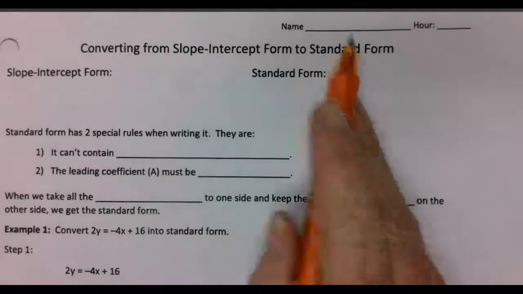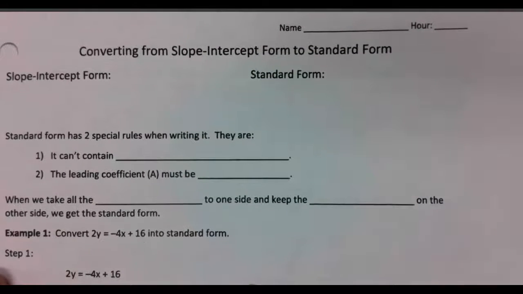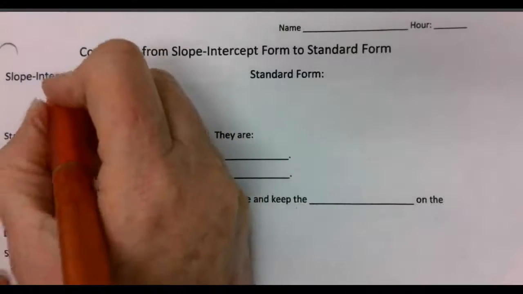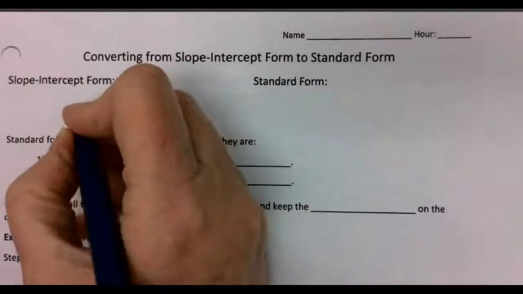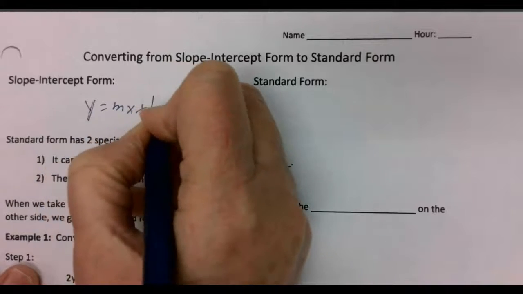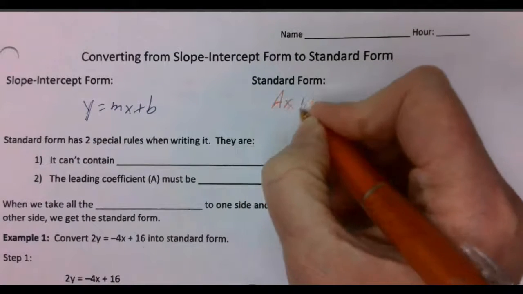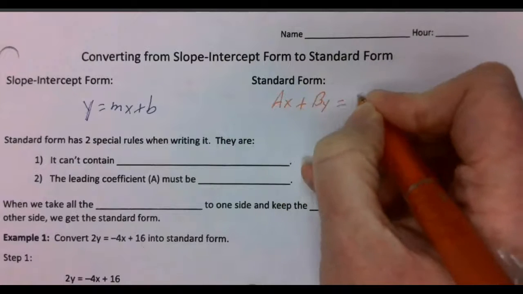So last time we went from standard form to slope-intercept. Now we're going to have to go the other direction. We need to be able to go both directions because they're both being used. So slope-intercept form again, hopefully you have this memorized: y equals mx plus b. And standard form: capital Ax plus By is equal to C.